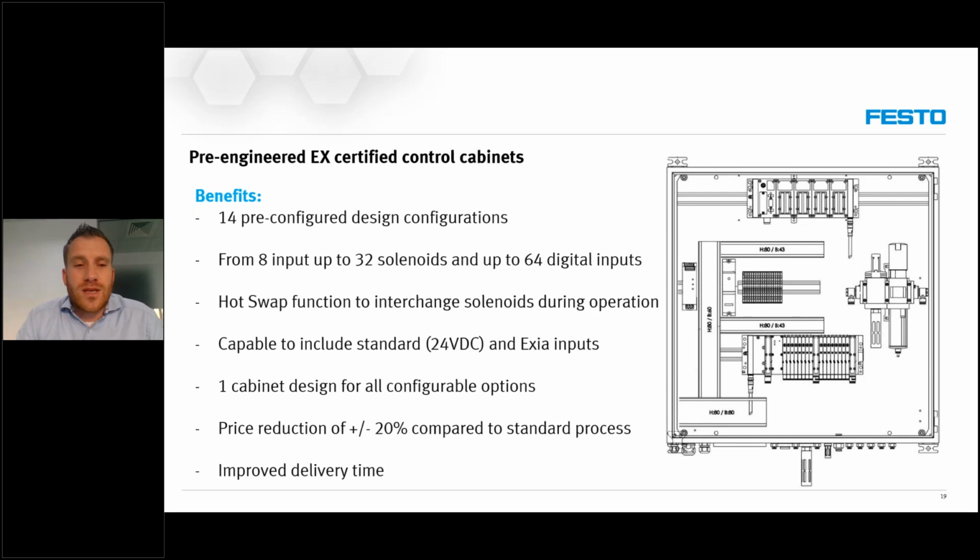And the benefit is we are working with one design for all configurable options, which saves a lot of effort. And also, because we standardized and put all our engineering time in pre-selected models, we are able to have a rough cost reduction in effort of plus minus 20% compared to the design of each and every cabinet one by one. And at the end, this also will improve our delivery time because we have a better understanding of the possible requirements, which improves our response time to the market.